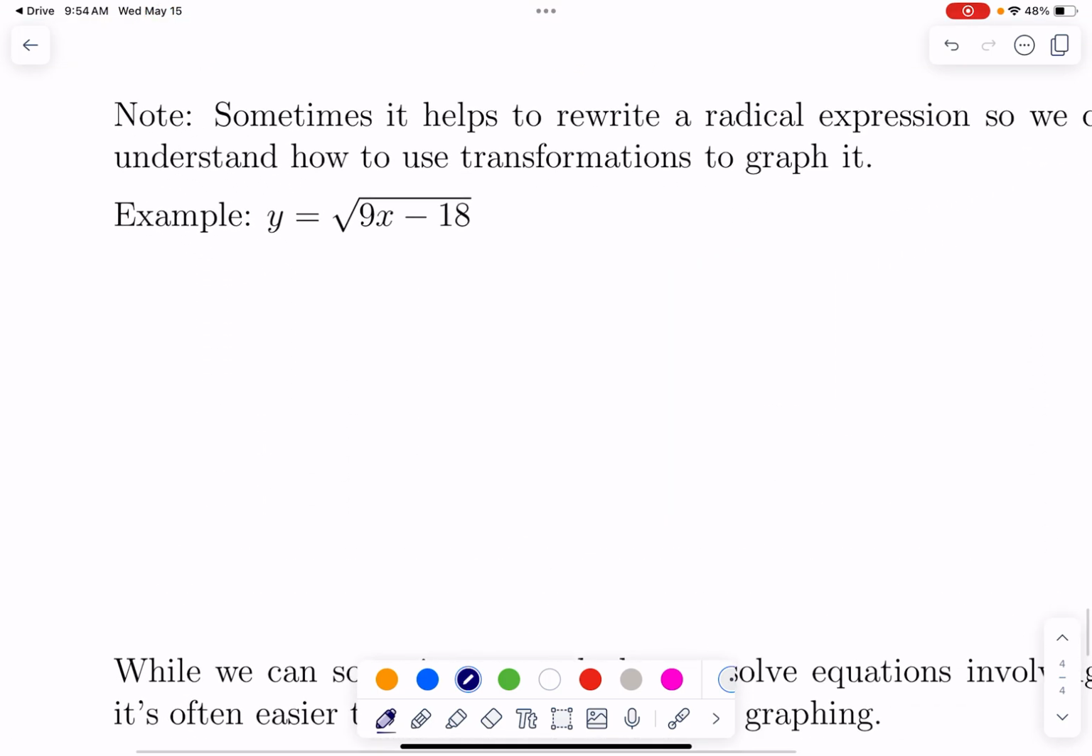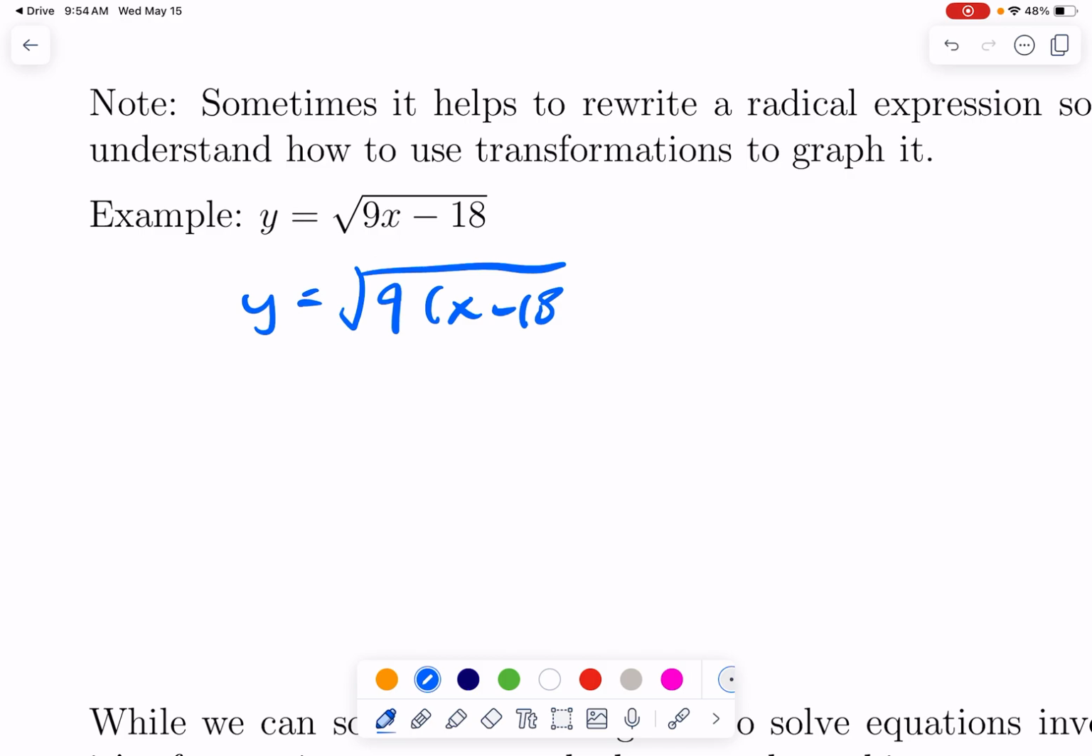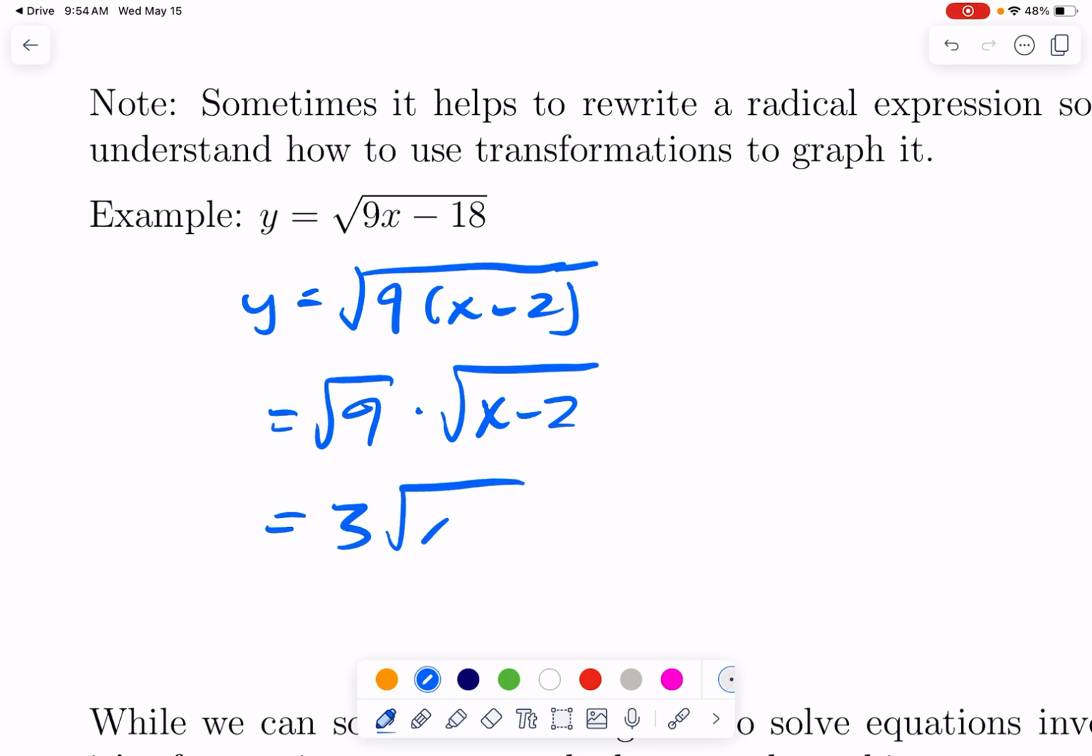Quick little note here. We haven't done a ton with multiplying inside the function. It gets a little tricky. But occasionally you might notice that if you have an extra coefficient inside, you can apply some factoring. And we can use a radical rule to say, oh, this is actually the square root of 9 times the square root of x minus 2. So if I just rearrange this algebraically, I can better understand what's going on. Instead of thinking about multiplying by 9 inside, I can think about multiplying by 3 outside. And that might help you graph better.